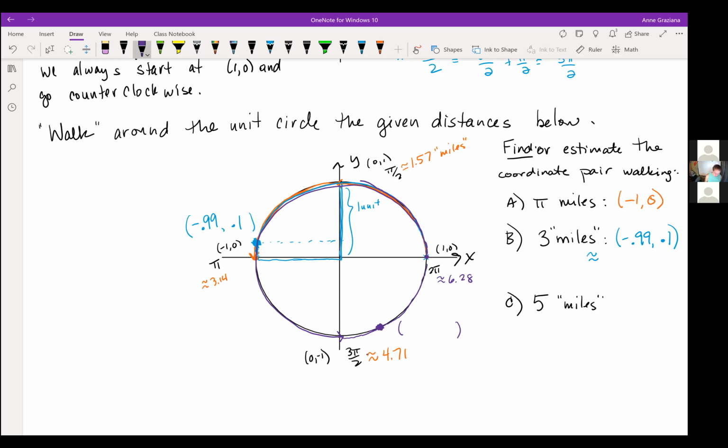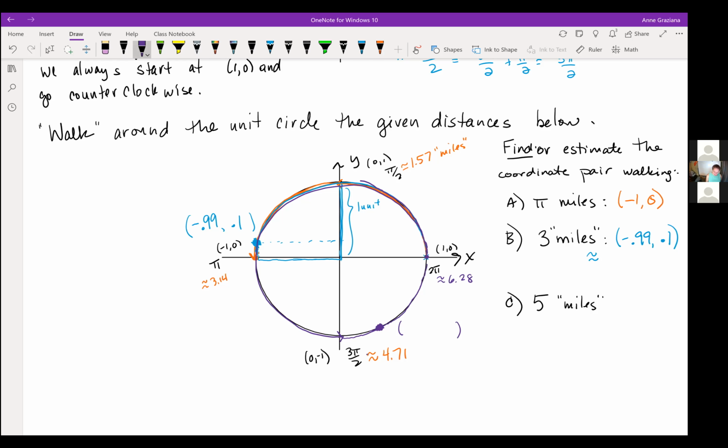Maybe a little bit closer. Are you kidding me? Maybe it is just slightly closer, but okay, that's close enough because if I try to erase it, it's going to get messy.